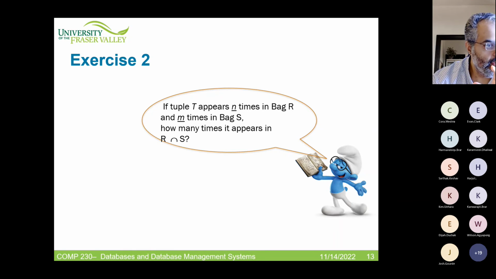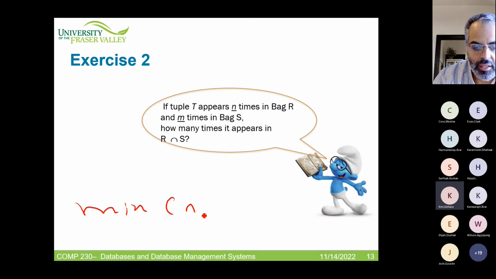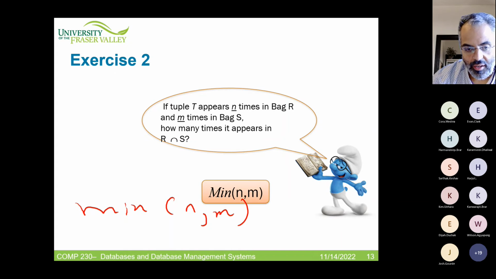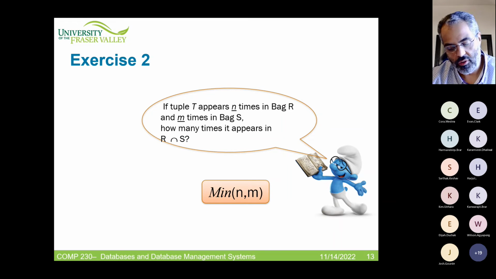Ken is the first to answer. Ken, I saw your hand, then you lowered it. You can give your answer now if you want to share it before we go to Harmandeep. I think it's the lowest between n and m. So you mean the minimum? Yes, the minimum between n and m. Harmandeep? Same answer. Yes, it will be the minimum between n and m. That's correct. Thank you so much.